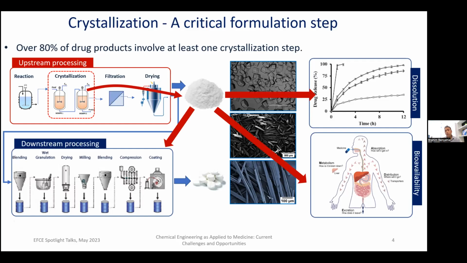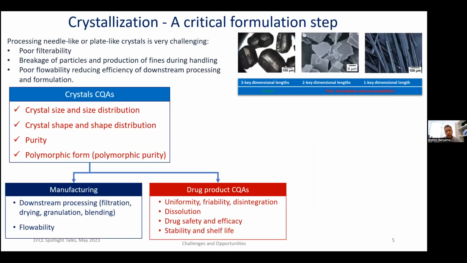So the powder obviously will impact the quality of the tablets, and it will directly impact drug safety and efficacy. So it's really important to get the particle size and particle properties within specification. And when we talk about this specification, we are talking about crystal size and size distribution. We are talking about crystal shape and shape distribution, purity particularly, and thus quite common.